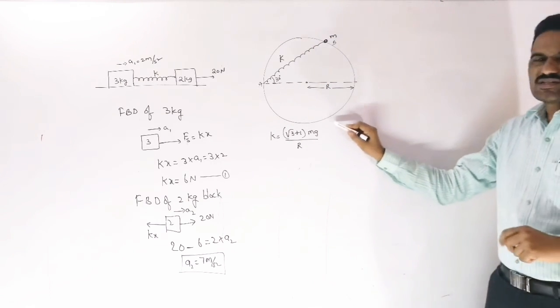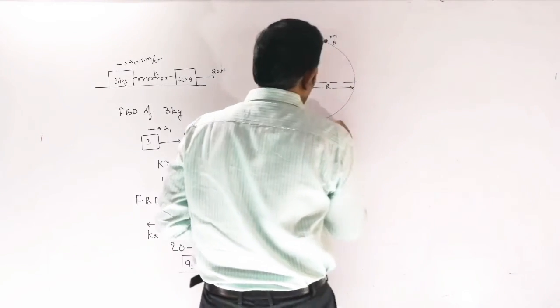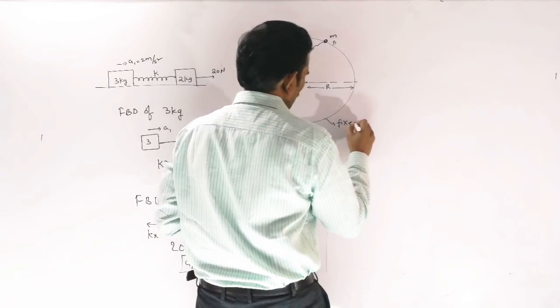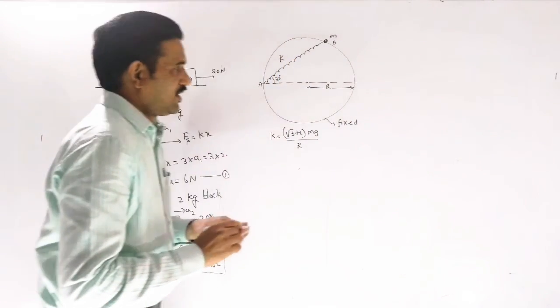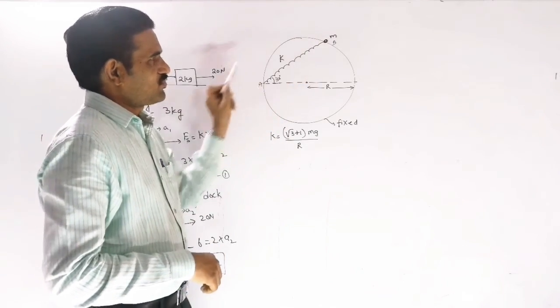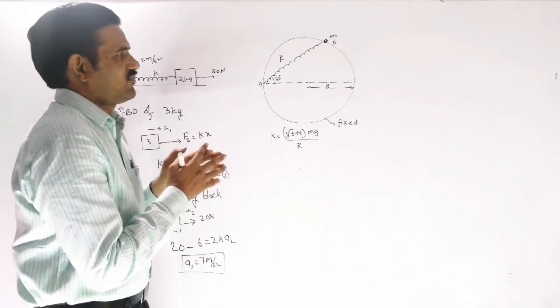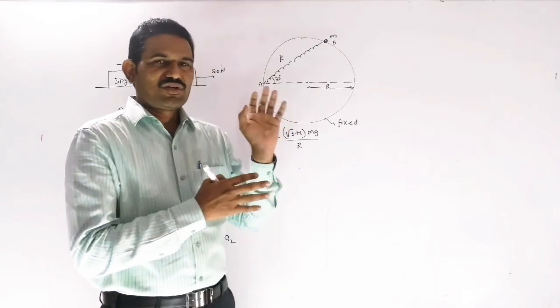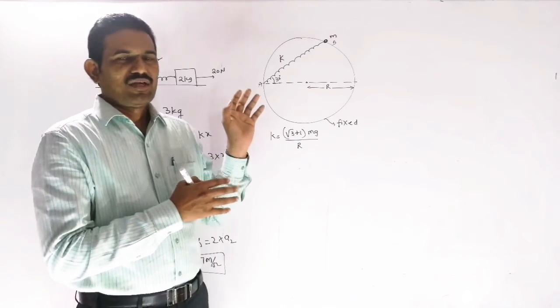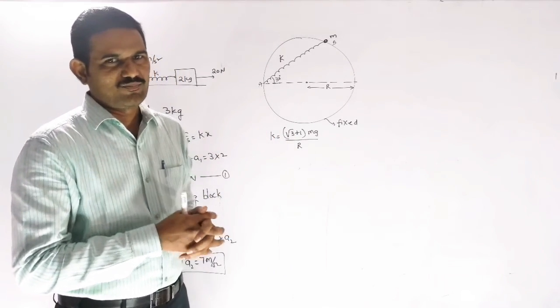So this ring is a fixed ring, fixed in its vertical plane. Now once we release from here, this bead will start moving based on the spring force direction. So first of all, we need to identify whether the spring is in a compressed state or elongated state, or whether it is at its natural length, right?